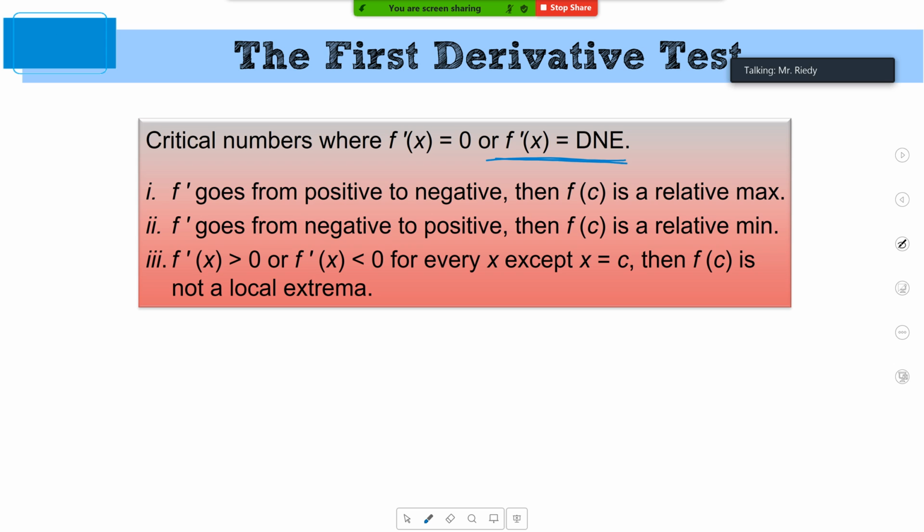Does all of this make sense? Okay, good. If you understand the concept, then when you get into the ugly problems where you're really having to grind out some derivatives, this shouldn't bog you down.